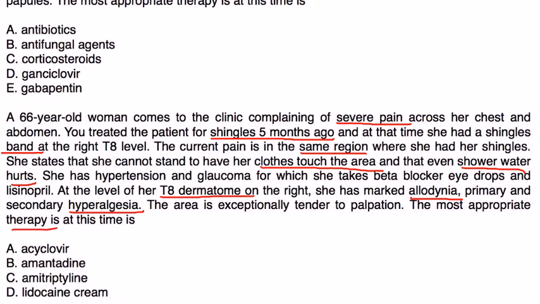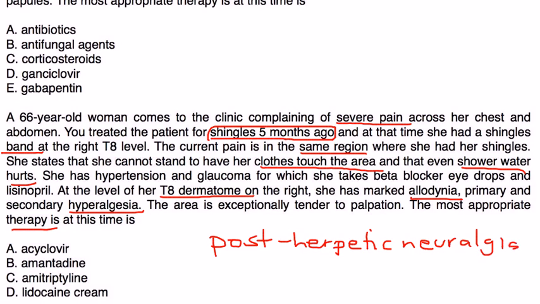Okay, well, this is an excellent question. She had shingles 5 months ago, and now she has postherpetic neuralgia. And they talk about the allodynia. Allodynia, of course, is just a situation where even non-painful stimuli are causing pain. So that's described here with the clothes touching the area and the shower water also touching the area. And then they also describe something called hyperalgesia. What that means is that surrounding tissues also have pain as well.